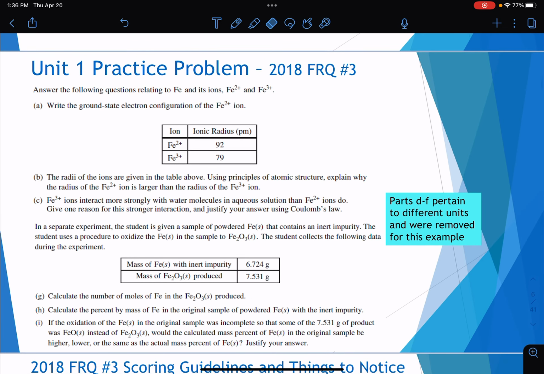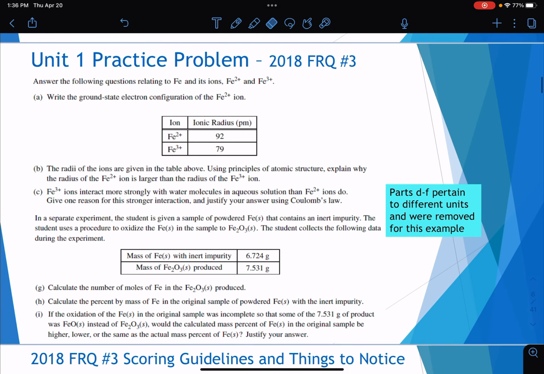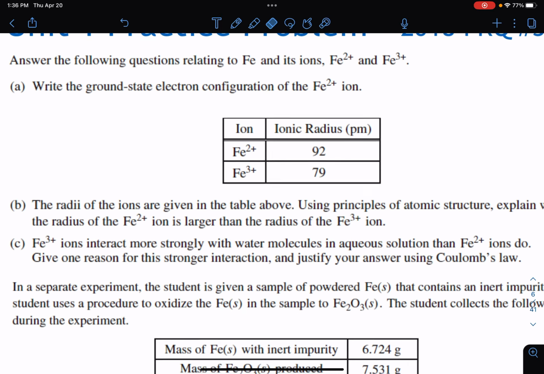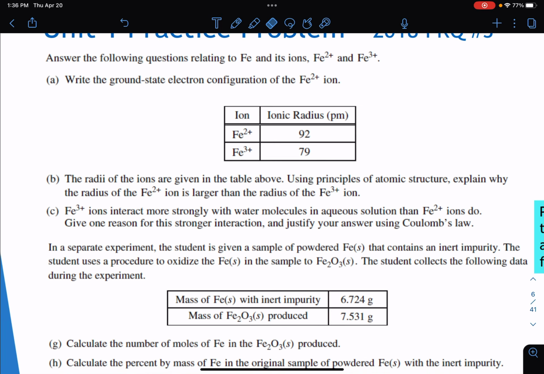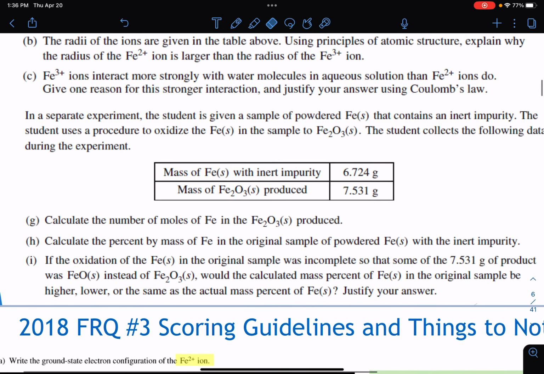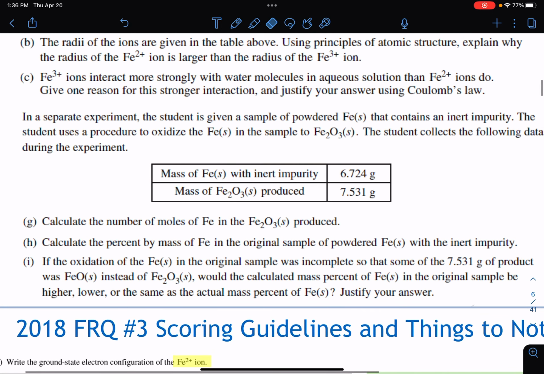Here is a practice problem that specifically relates to Unit 1, and I will show you the answer key in a moment, but go ahead and pause and go through and see if you can answer these questions, A through C, to start off with. All right, and let's go ahead and pause the video and finish G through I.